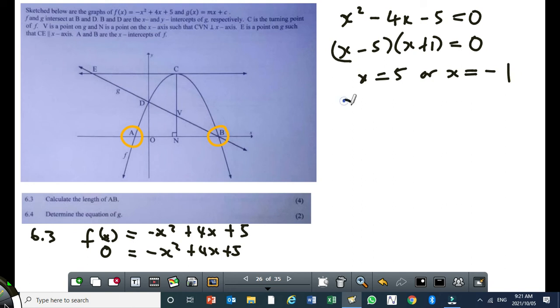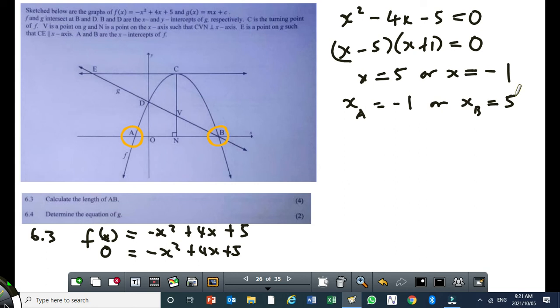What this means is x at A will be minus 1. Okay? X at B will be 5. That's what it means. Then to find the length, I'm not sure if I taught you this, but maybe I did. To find the length, I'm sure you can agree with me that AB is a horizontal distance.